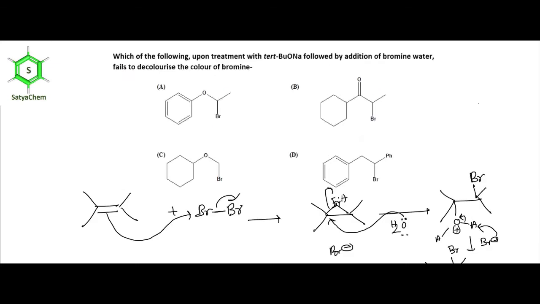Now here we have to find out the compound where elimination reaction will not happen, because tertiary butoxide is a base, and it is a reagent for elimination reactions. So we have to find the compound where elimination is not possible. What is the main criterion of elimination reaction for the substrate? The substrate should contain beta hydrogen.